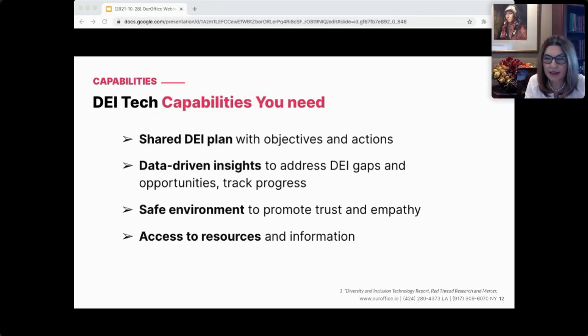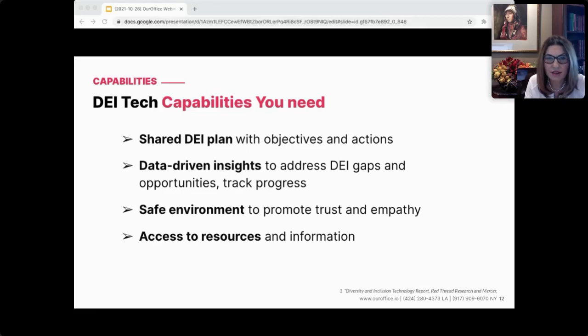A lot of people have plans, but those plans are not necessarily shared. They're not visible. When you ask people, even best in class sometimes, you say, okay, we know that you're pretty advanced and you have a DEI plan, but what are your key objectives and actions? And people not only can't remember them off the top of their heads, but also they can't really easily go access them or find where the latest version is and what everybody is doing towards it. So that's what we mean by a shared DEI plan. The second one, of course, is data-driven insights. This is super important to address your gaps and opportunities and be able to track progress.